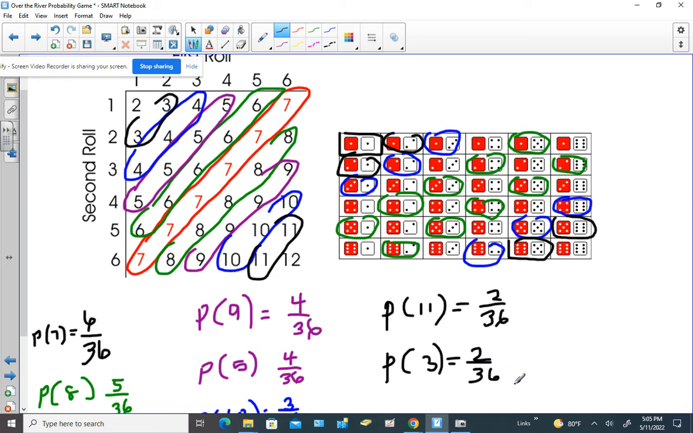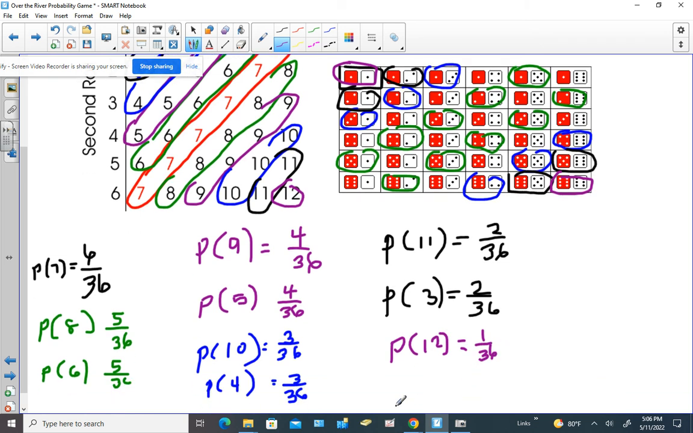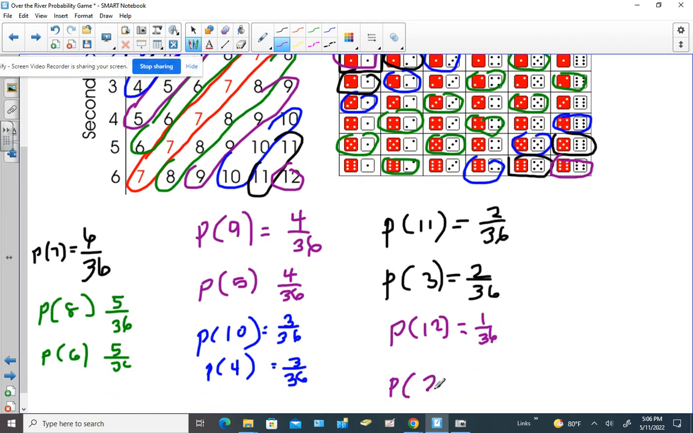All right, and the last most probable thing would be to roll either a 12, which we can do that way, or a 2, which we can roll that way. So the probability of a 12 is just 1 out of 36, and the probability of rolling a 2 is 1 out of 36. And of course, if we had to talk about other things like the probability of rolling a 13 or something like that, that's 0 out of 36, so that's impossible.